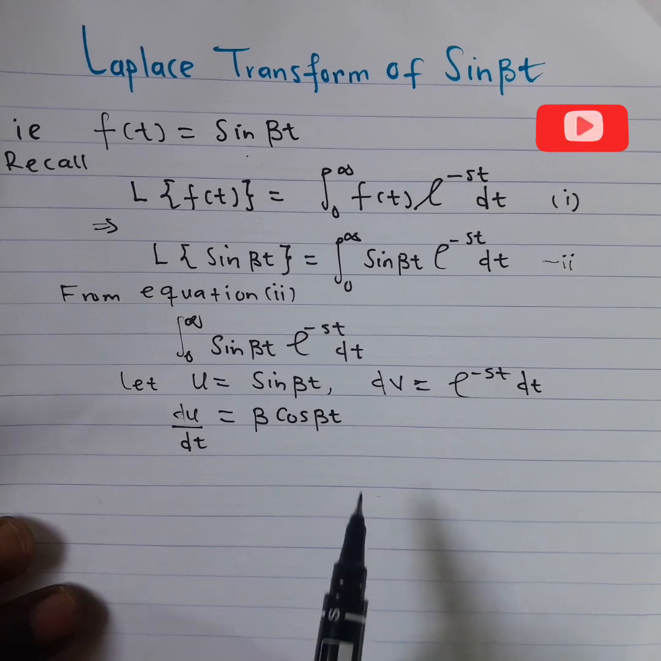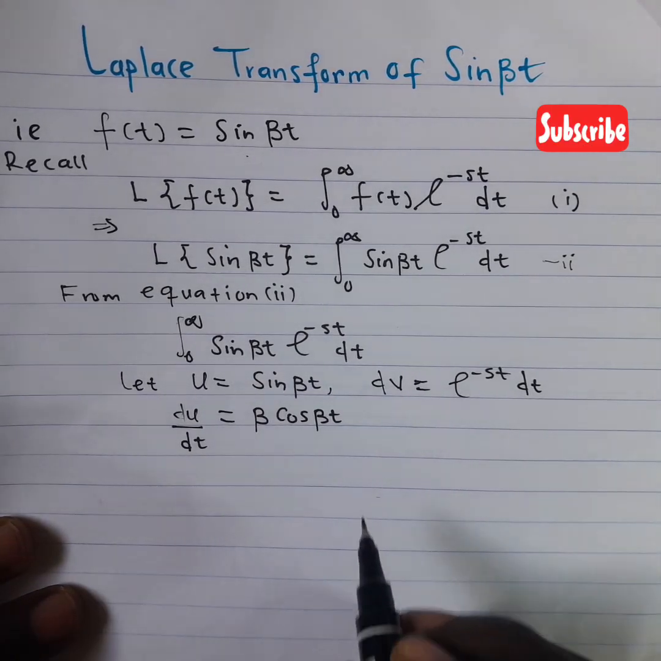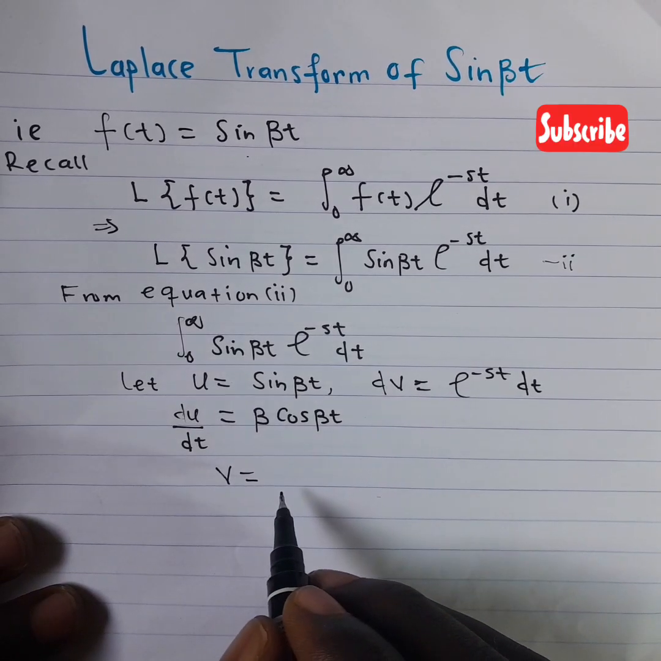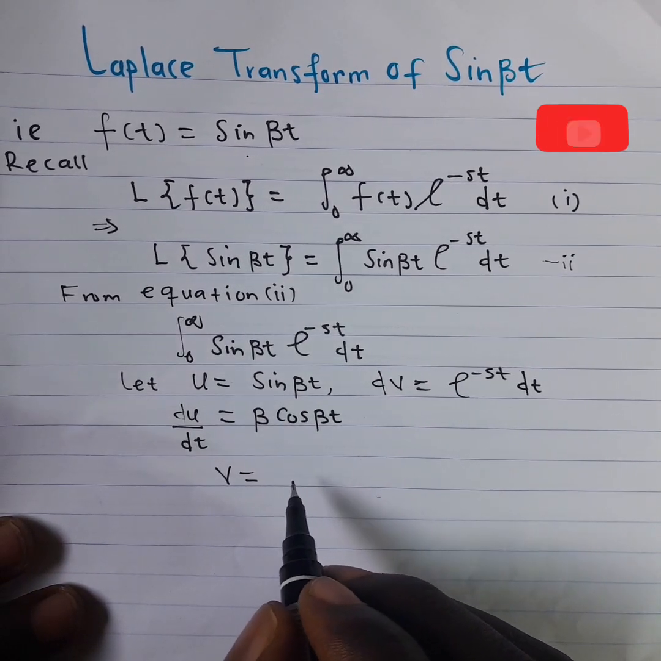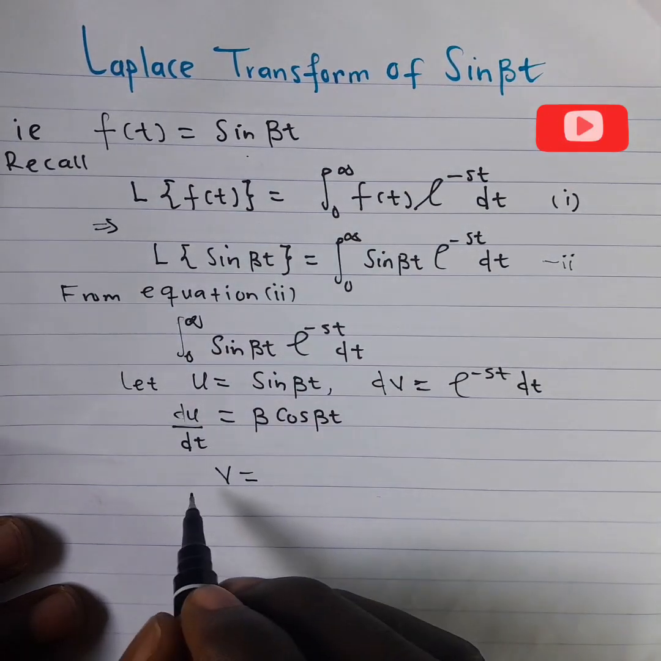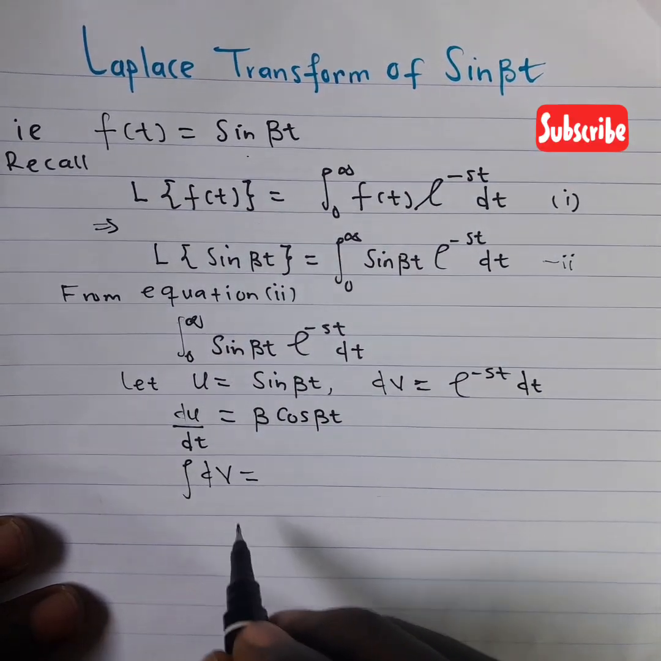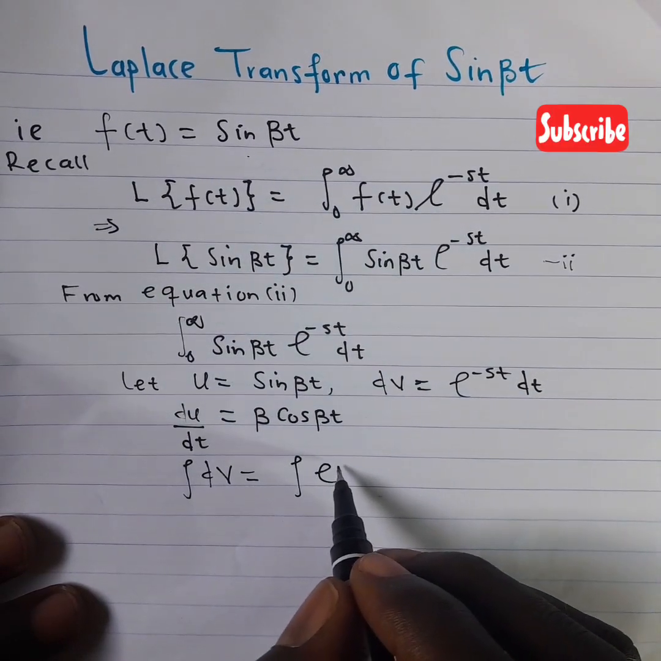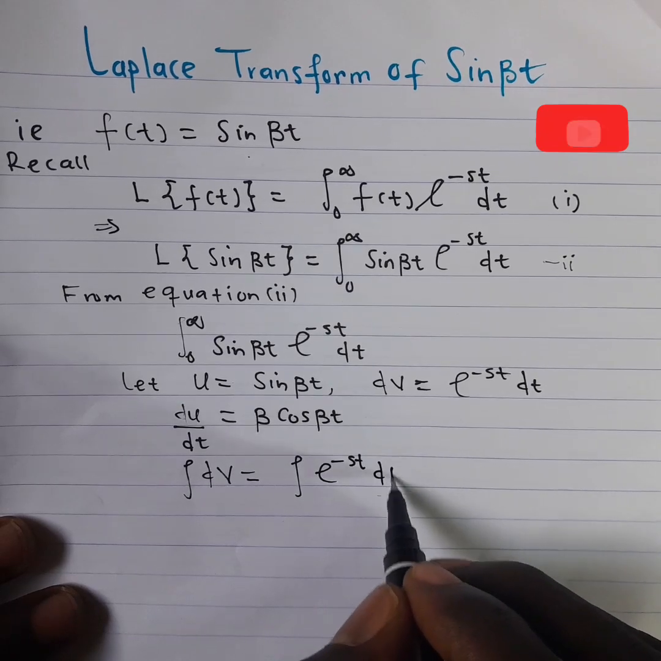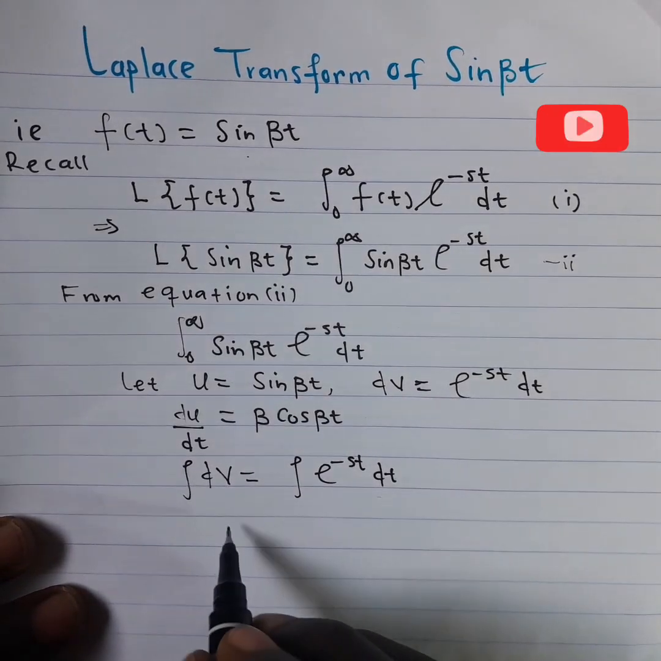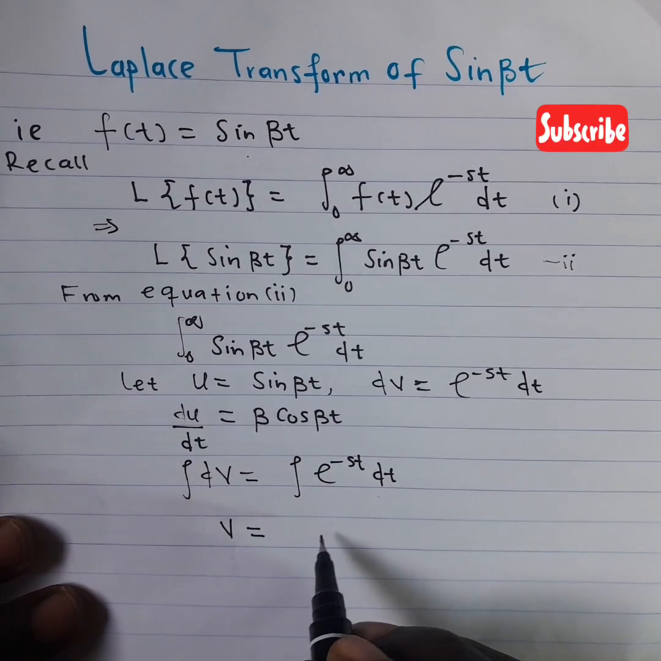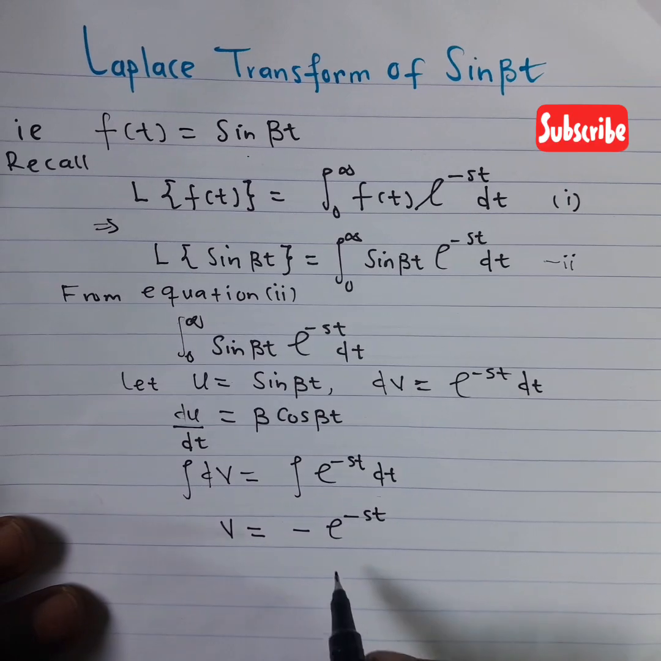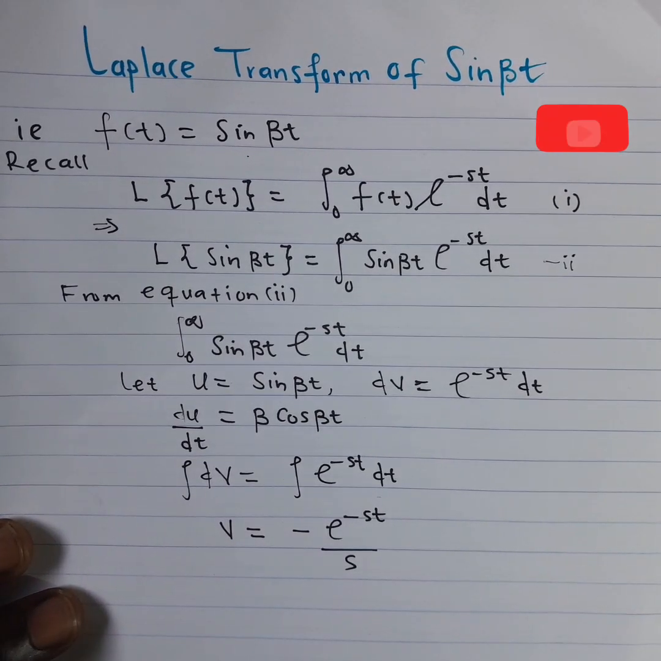Now also, we want to obtain phi. From here, our phi will be equal to minus, when you want to obtain phi, we take the integral of d phi, which equals the integral of exponential minus st dt. We believe that the integral will cancel the differential. We have phi equal to minus exponential minus st all divided by s.